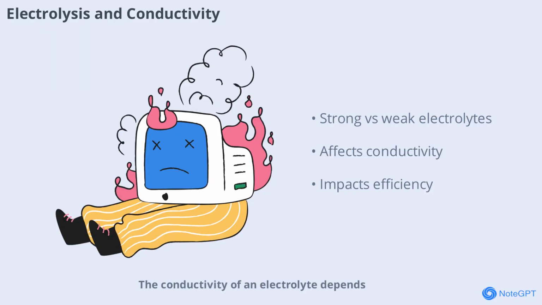The conductivity of an electrolyte depends on the concentration of ions in solution. Strong electrolytes like sodium chloride dissociate completely and conduct electricity well. Weak electrolytes like acetic acid only partially dissociate and have lower conductivity. This affects the efficiency and outcome of electrolysis experiments.